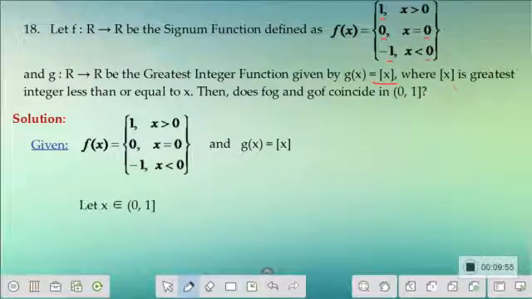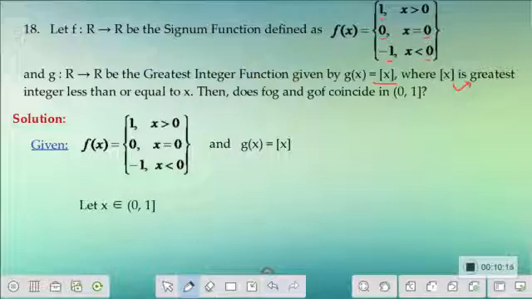So this is the one which represents the greatest integer function. It's like a square bracket. So if you write an element inside the square bracket, it means that it takes the greatest integer of the value that is defined inside the bracket. So we have a function f, we have a function g.